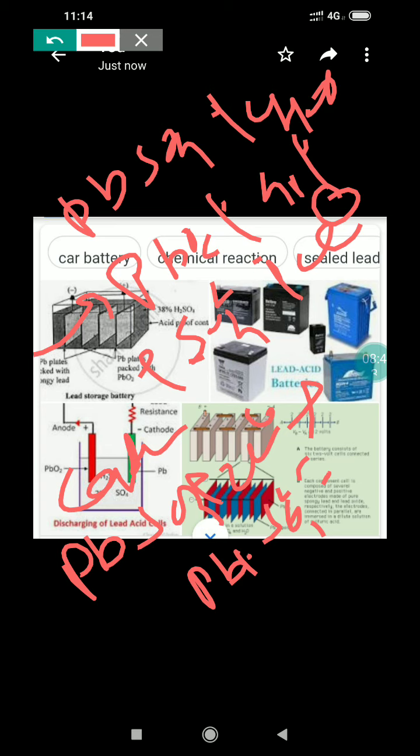The first is the reverse reaction of reduction, that is oxidation, and here the reverse reaction of oxidation is reduction, which takes place at the cathode. And the overall cell reaction is PbSO4 plus 2H2O giving you Pb plus PbO2 plus H2SO4, just like this. See here.